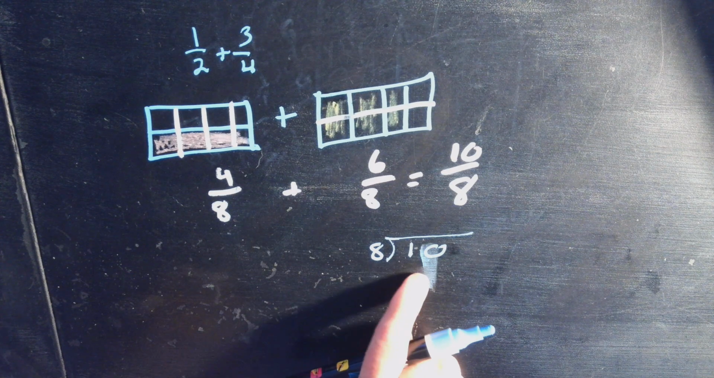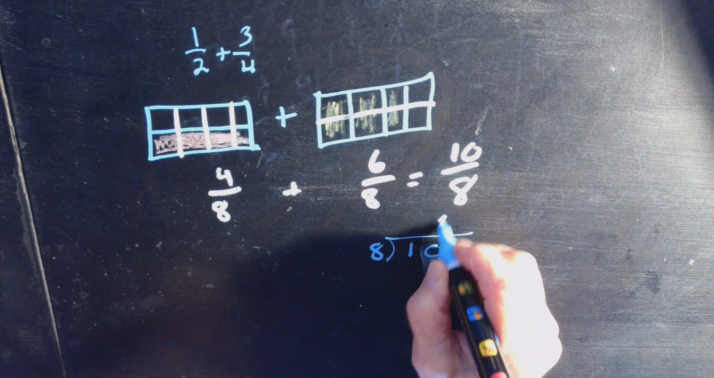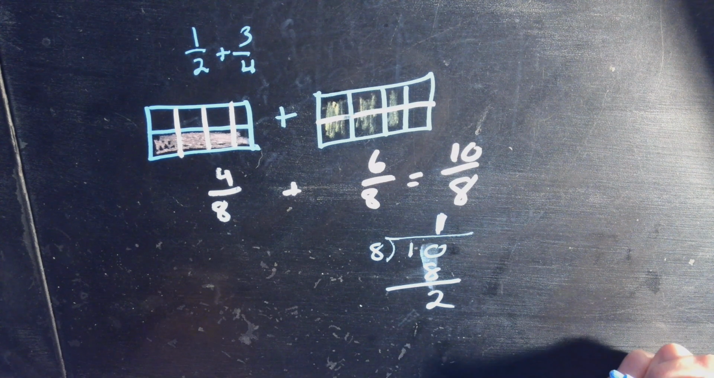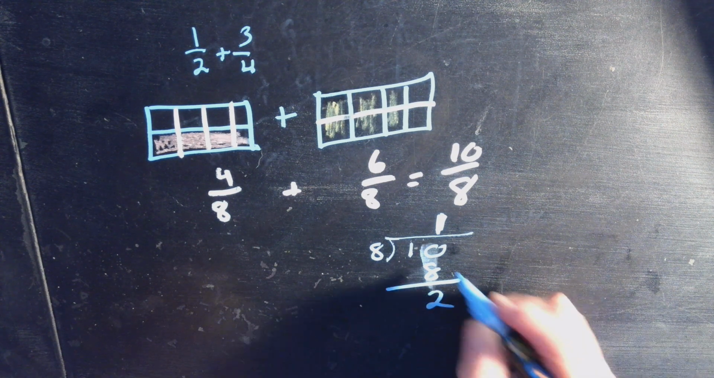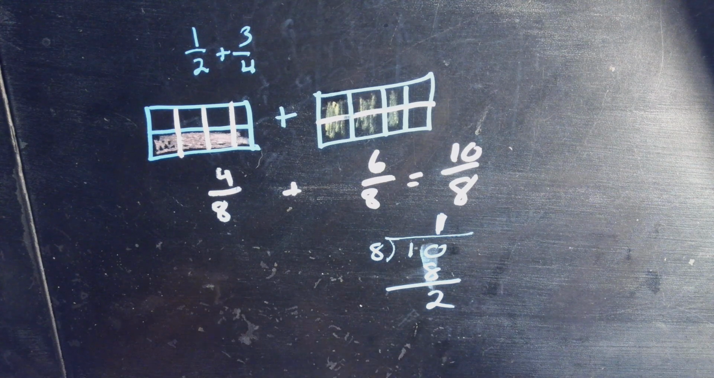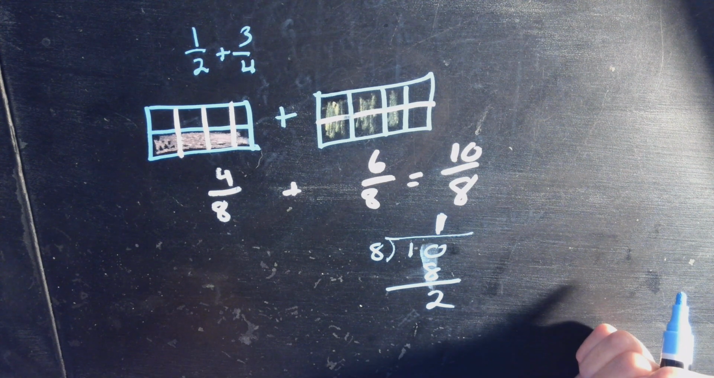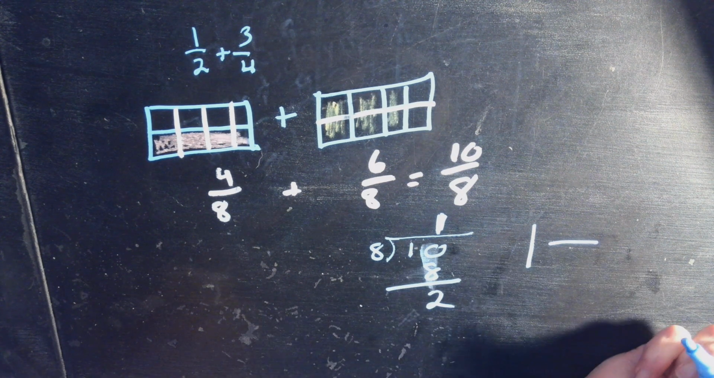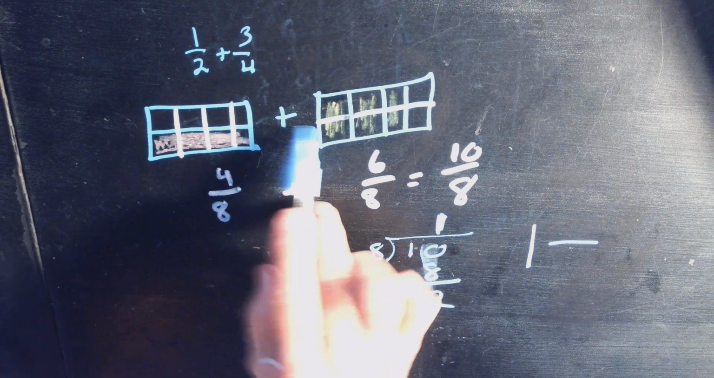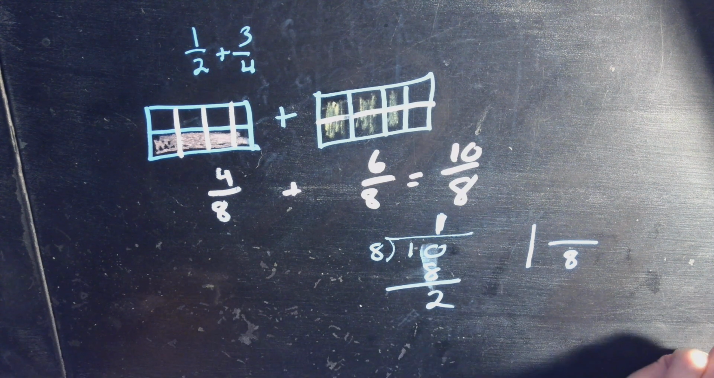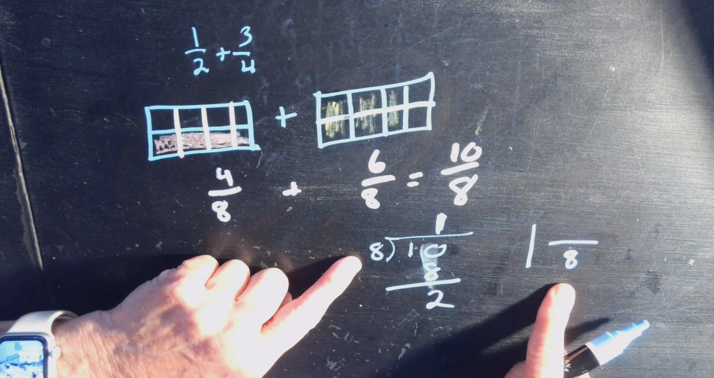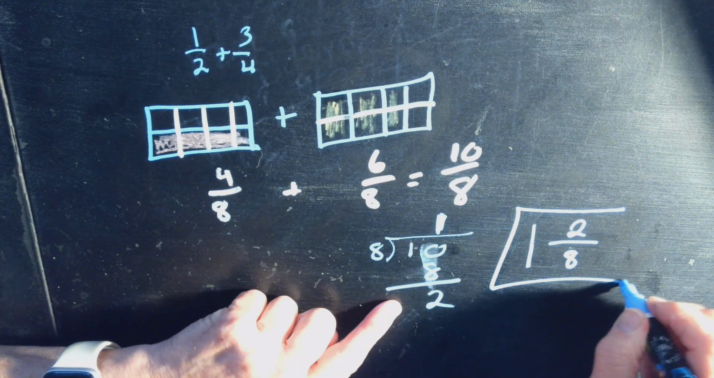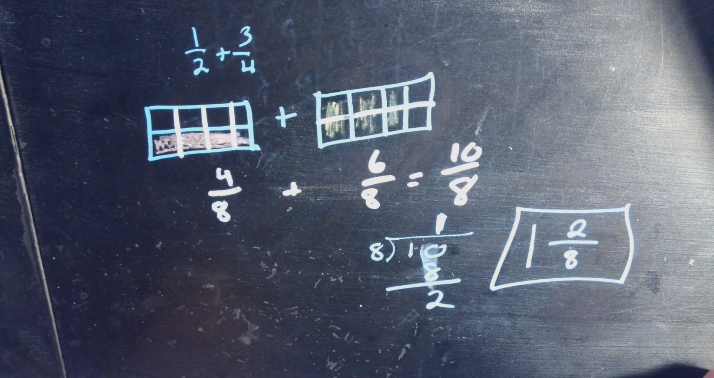So 8 divides into 10 one time with a remainder of 2. Well, we're not going to write remainder 2, and we're not going to add a decimal point like we did last week. We're going to take our remainder and we're going to make it into a fraction. So we have a whole number of 1. Each one of our whole groups was split up into groups of 8. So this 8 is going to be your denominator. And how many left over did we have? We had 2. So your answer would be 1 and 2/8.